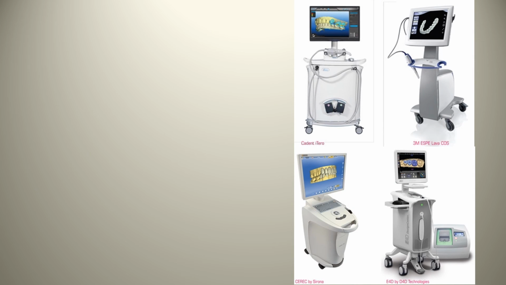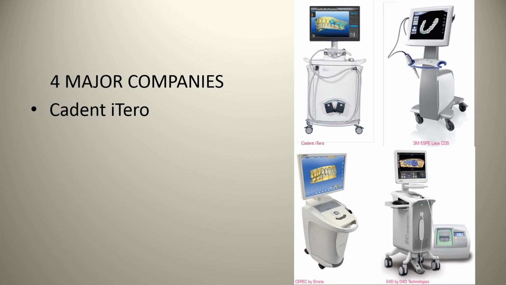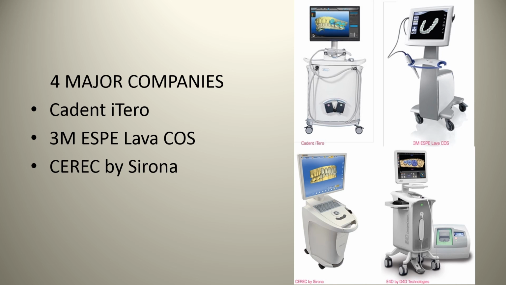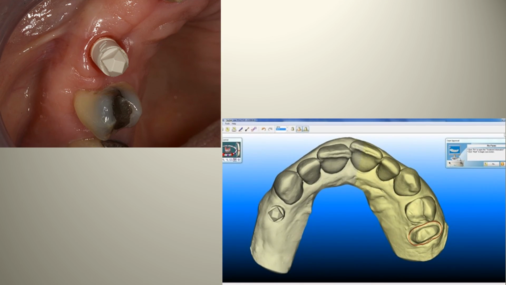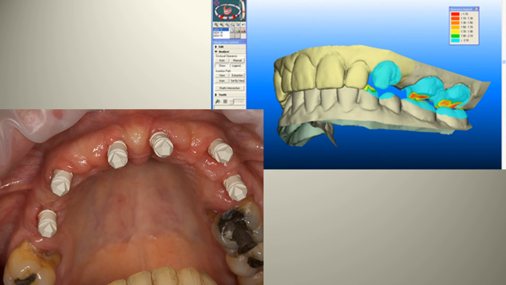So the big boys on the market are basically 4 major companies. There's the Cadent iTero, the 3M ESP Lava COS machine, the Cataraqui by Sirona, and then lastly the E4D by D4D Technologies. And more or less what you have are these little scan bodies that you put onto your implants, and these scan bodies can be picked up by these intraoral scanners, and basically you get these cool depictions of where your implant is and occlusion and all types of other things. If you move to the next slide, you can sort of see that you can put multiple scan bodies in, and you take the corresponding occlusal shots and the patient in occlusion, and you get these really neat graphics that sort of are created for the patient.